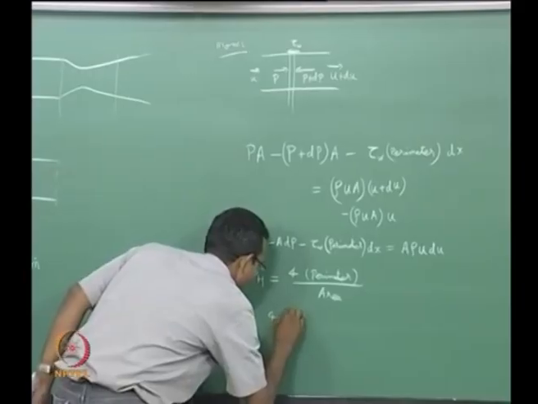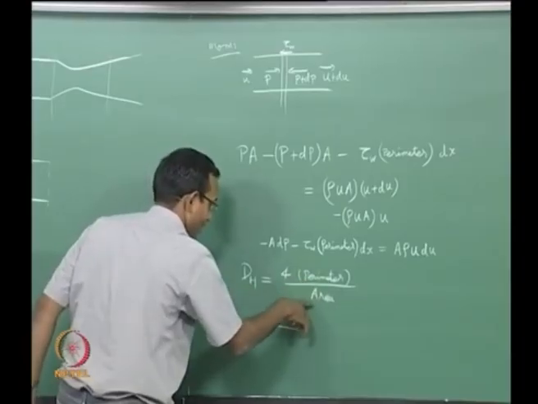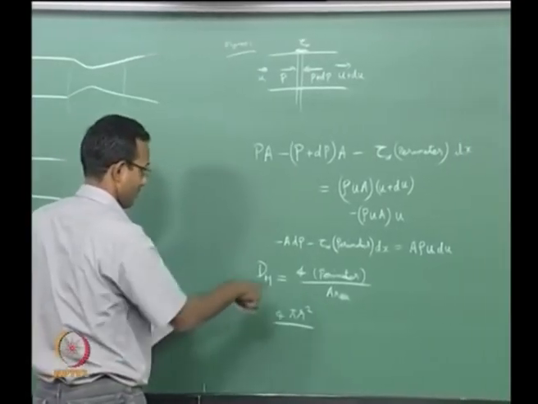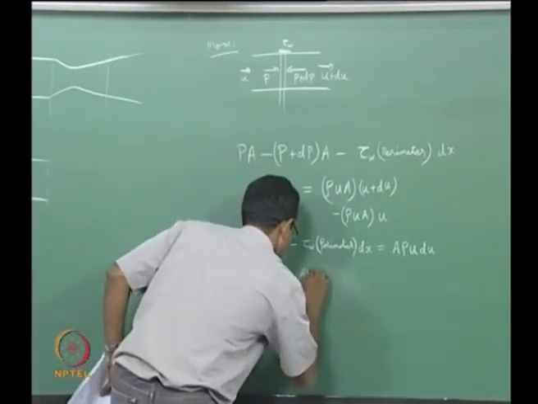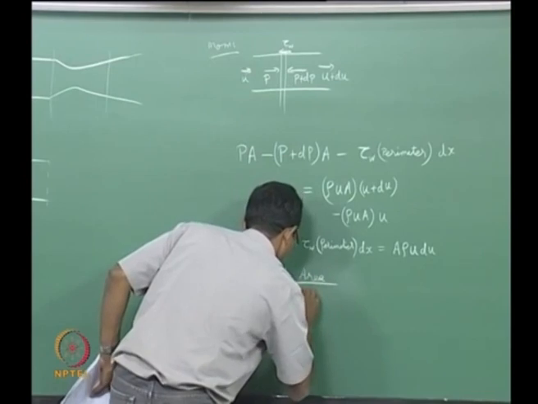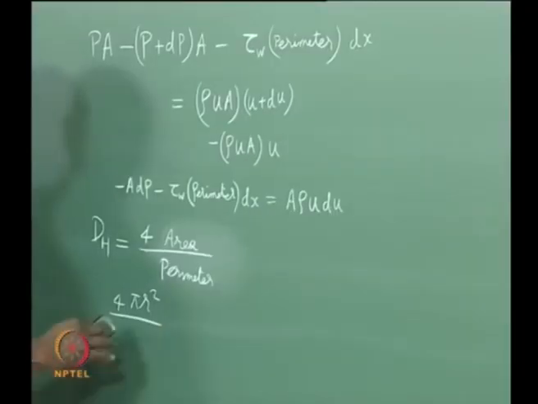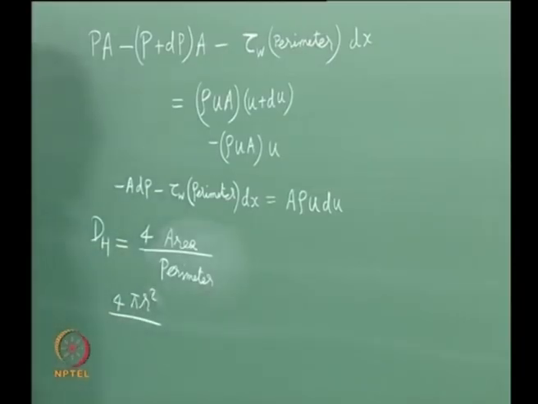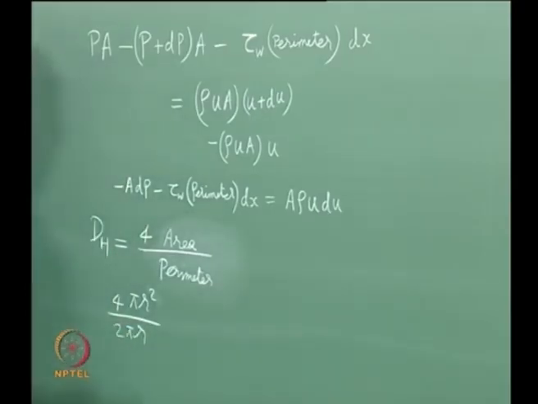If I put 4 into pi r square, that is my area of circle, pi r square. Sorry, I used area on the top. I did something wrong. I am having wrong units, right? It should be 4 into area by perimeter. Yeah, I am having wrong units because of that. Perimeter in the denominator. Oh yeah, pi r square is correct. Divided by perimeter, which will be 2 pi r for a circle. This is going to give me 2r, which is the diameter of my circle. That comes out to be right.